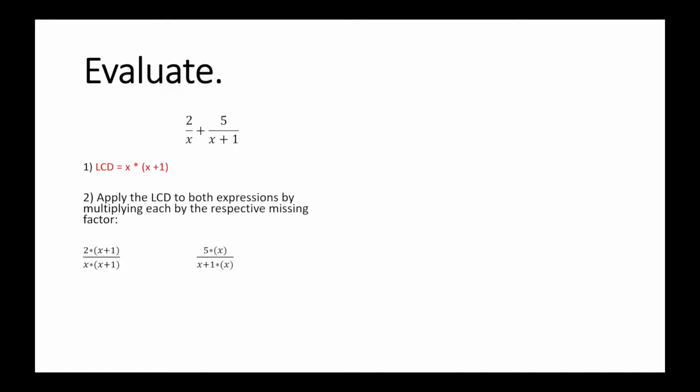And we do the same thing with 5 divided by x plus 1. This term is missing an x, so we'll multiply by x both on the top and on the bottom. When we do so, we end up with this line here. This is the more simplified version. And then the next step is to add our numerators, combine everything all together, and simplify.